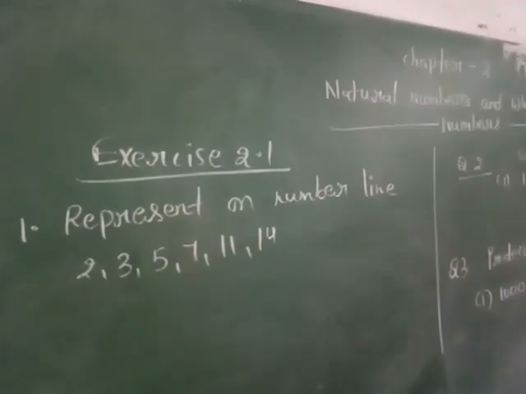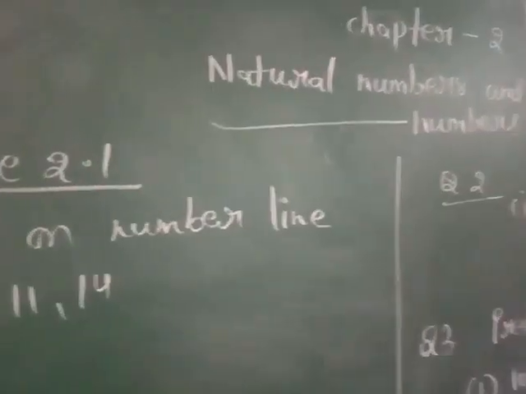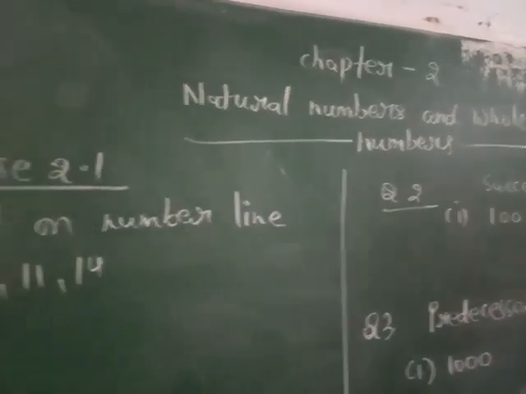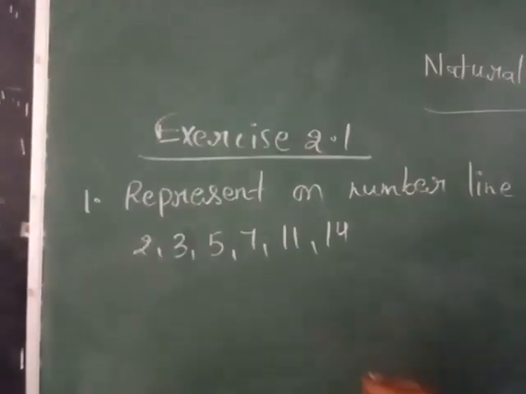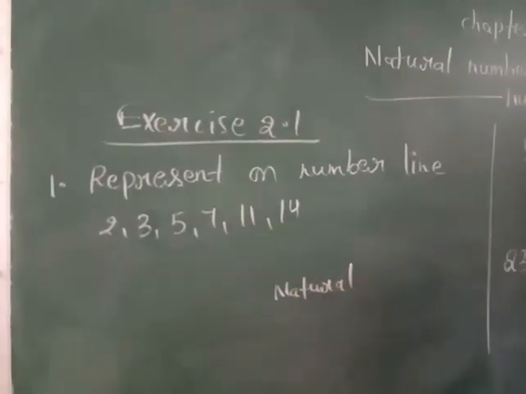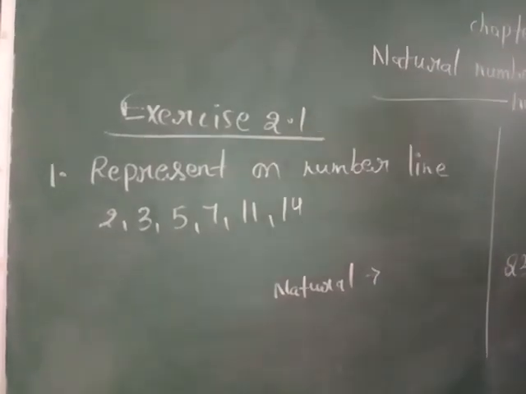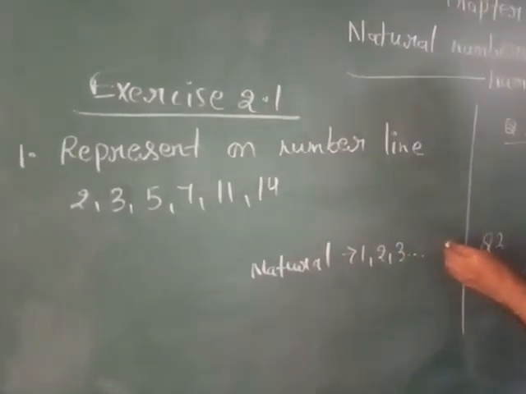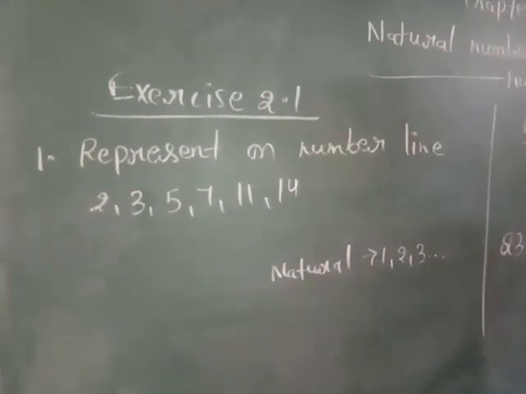We are going to start chapter second, that is natural numbers and whole numbers. So before starting the chapter, let's discuss what natural numbers and whole numbers are. Natural numbers start from 1, 2, 3 and go on till infinity, that has no end.